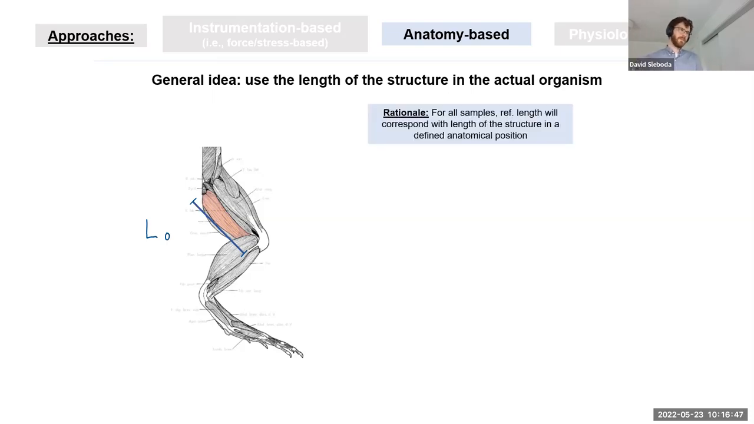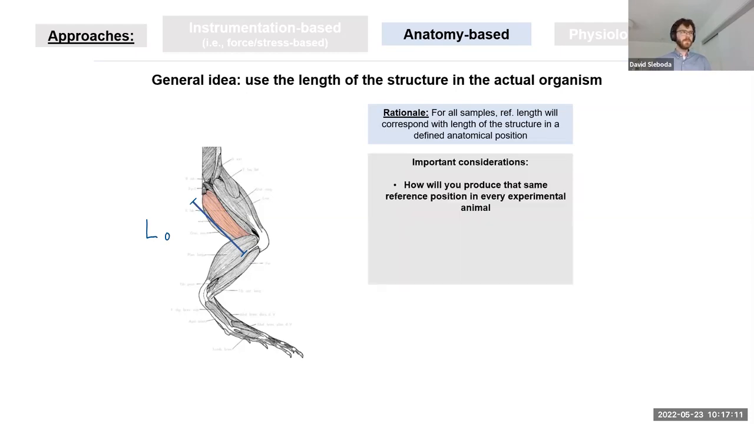And the rationale for this approach would be that for all samples, the reference length will correspond with the length of the structure in a defined anatomical position. And I think this is an attractive method because it seems very straightforward, but the biggest challenge here is that it's going to introduce a lot of variables that are going to be important to consider. And so there's just going to be more chance for confounding details to slip into your data. So some things you would really want to consider before trying an approach like this is you want to first and foremost think about how you will produce a reference position in every experimental animal.